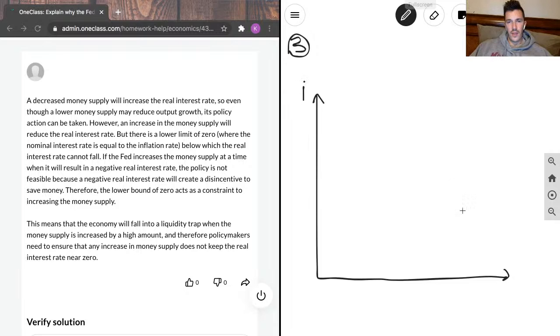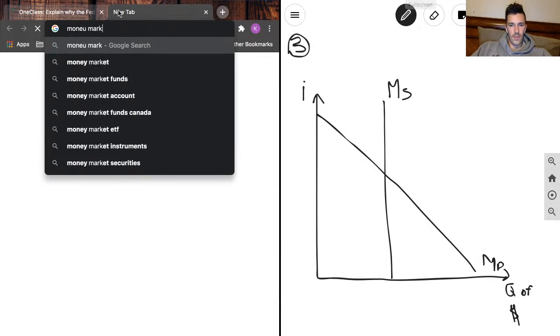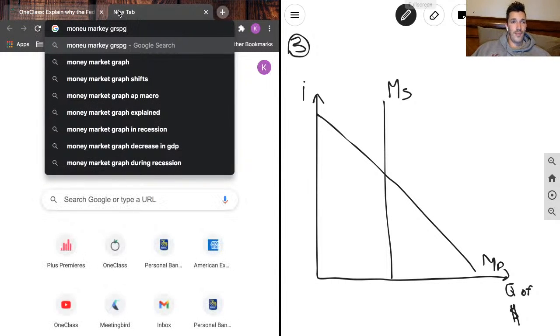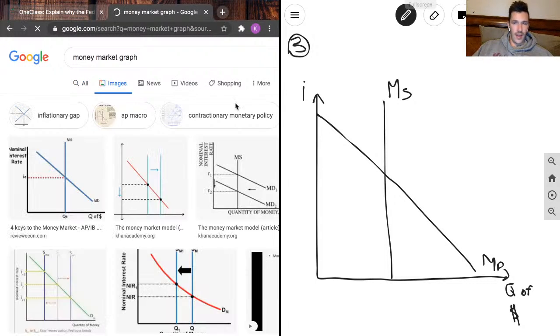We've got the interest rate here and the quantity of money here. I will Google that and make sure that these axes are labeled correctly after. Money demand and money supply should be a vertical line. Wow, close for sure. So we got the interest rate on the y-axis. Cool, I got it.